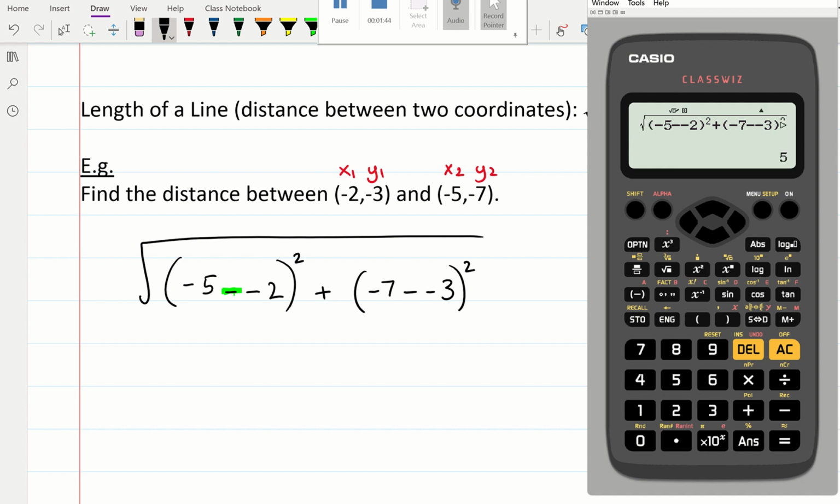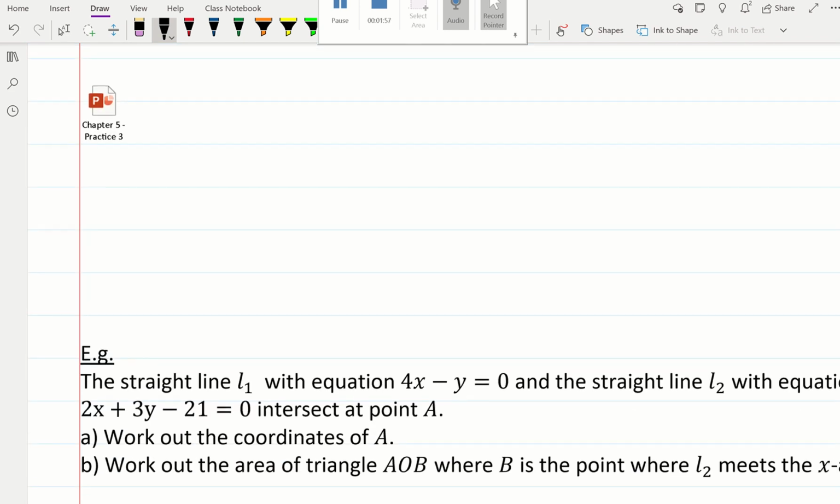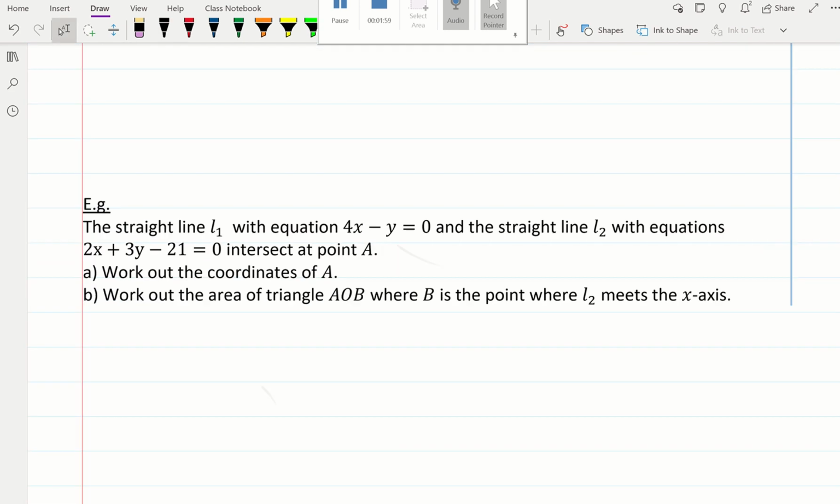Okay. And that gives us a nice neat number. A lot of the times it will give you a surd, and often you would need to keep your answer as a surd. So that's just using that formula. And you can look at the practice if you want.